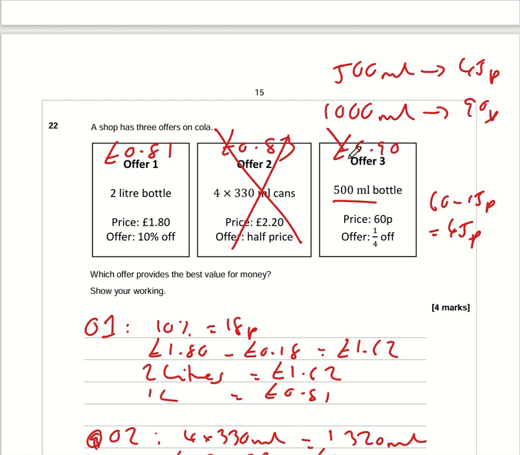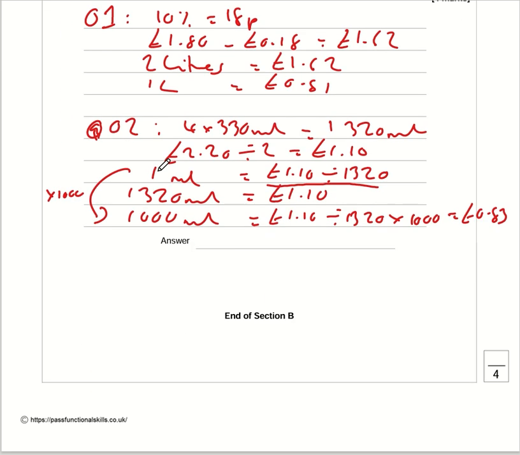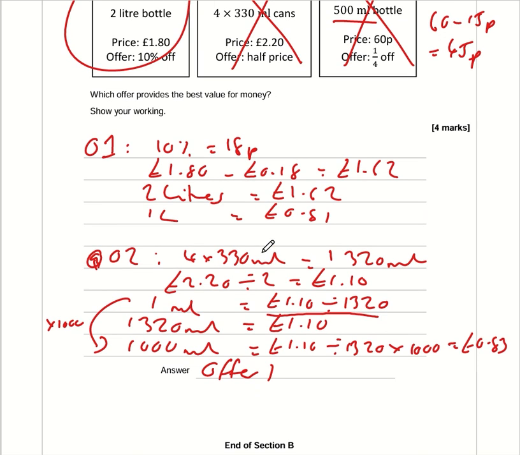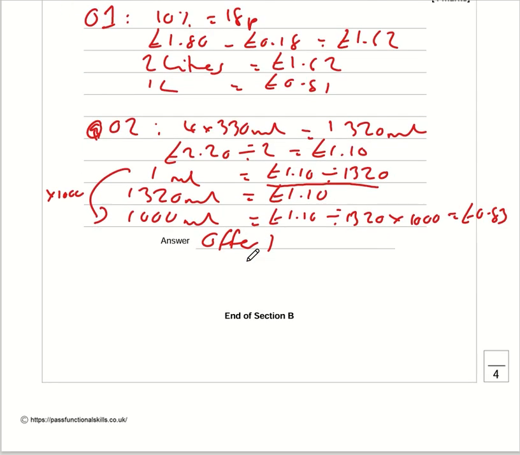Okay, so we can see offer 3 is not the best. Offer 1 is the best. There we go. So the answer here is offer 1. Does that answer the question? Yeah, just which offer provides the best value for working, and the marks will be from our various calculations as well as the final answer. So that is the end of this paper.